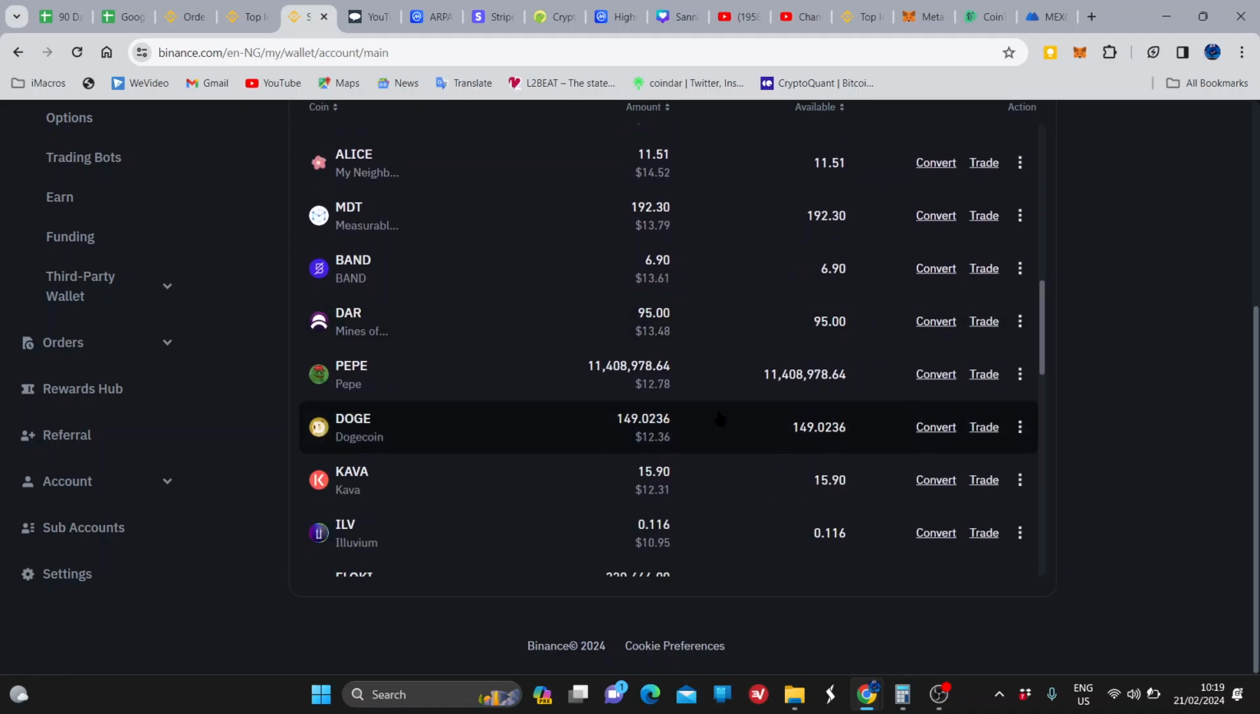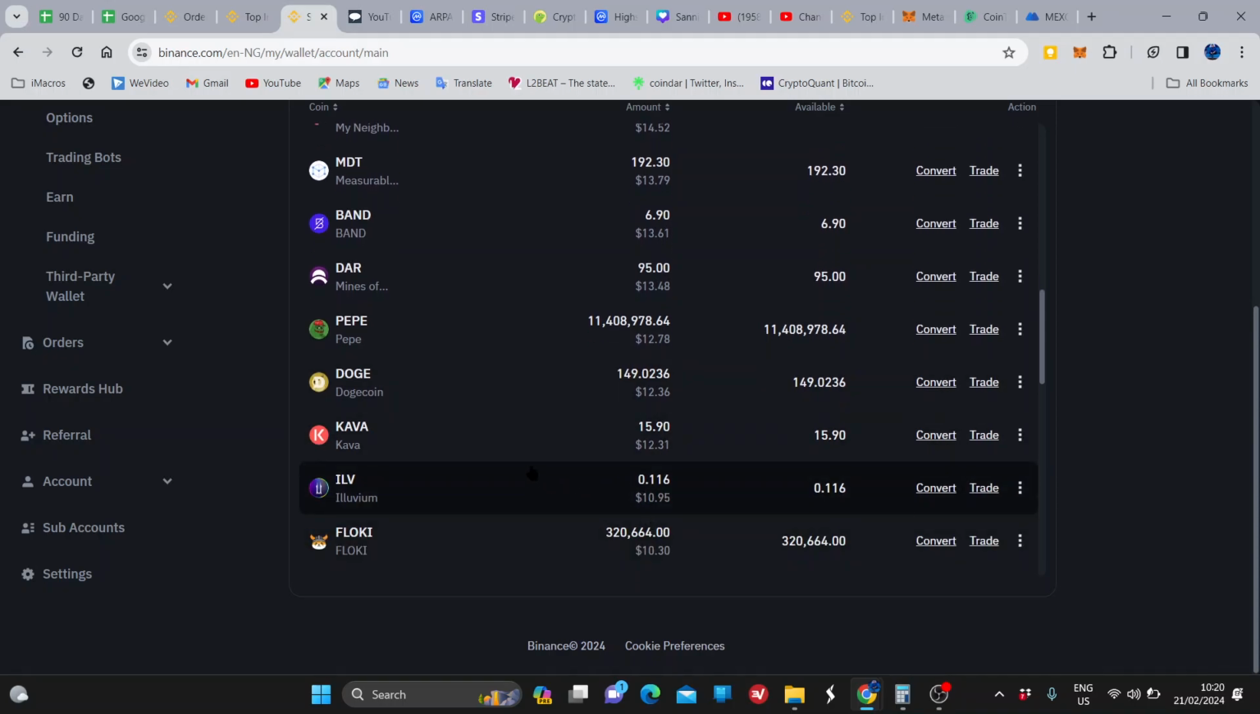Those coins that are yet to perform well doesn't mean they are not going to do well. They are definitely going to do well. It's even an opportunity to buy more if you have extra USDT or cash. Easy to buy more of those coins that are yet to do well: Floki, HiLV, Carver, Dodge, Pepe.